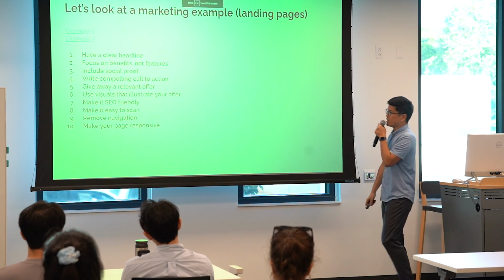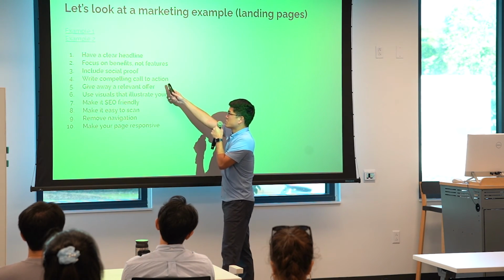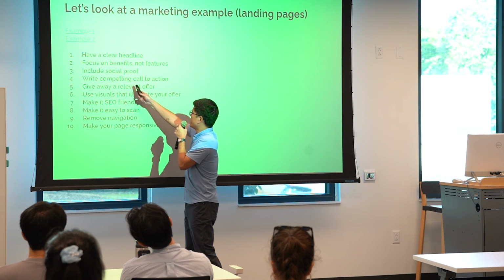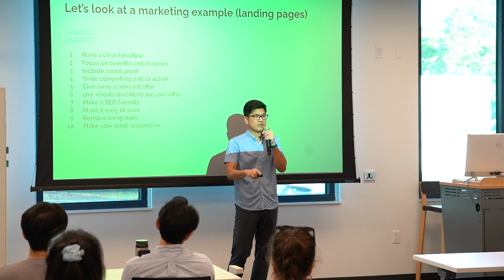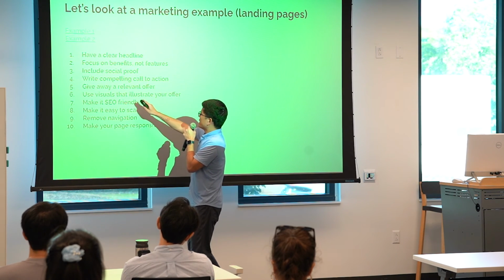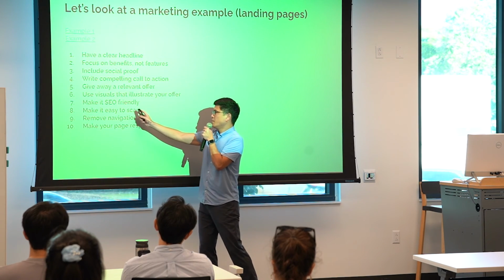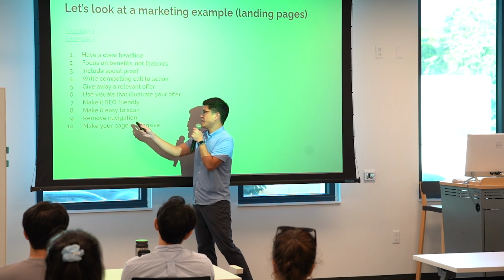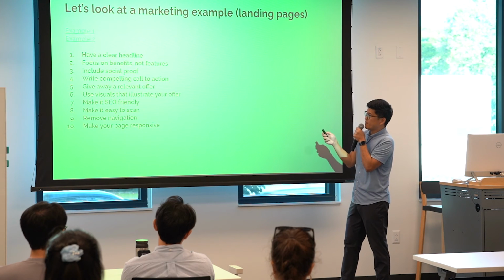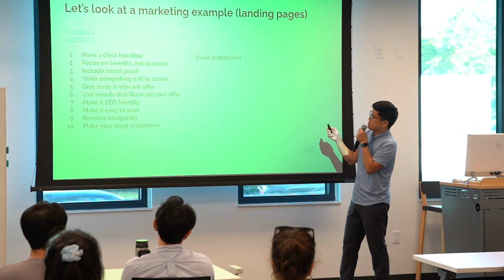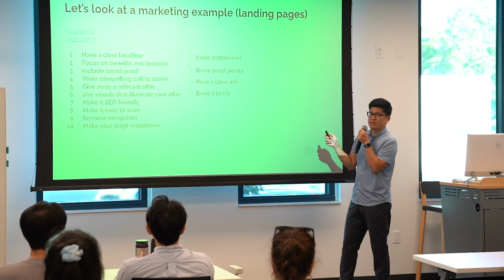Okay, so I've gone ahead and summarized it. Again, have a clear headline, focus on benefits, not features. Include social proof, write a compelling call to action. A call to action is when you say, click here to buy, or click here to sign up. That's the call to action. Okay, give away a relevant offer, make visuals that illustrate your offer. Make it search friendly, make it easy to scan, remove navigation. These are the tips that the experts said for a landing page that neatly line up to what is your value proposition, share proof points, have a clear ask, and bring it to life.